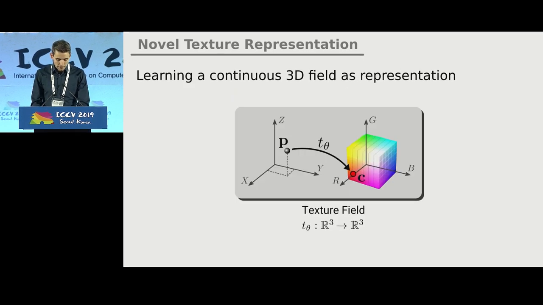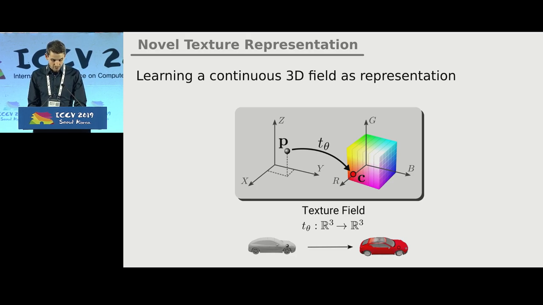Inspired by recently published continuous representations of 3D shapes, our novel texture representation is based on regressing color values in the 3D space. So we represent the texture by learning a continuous field parametrized with a neural network. This network maps any 3D location to a color value in the RGB space. By evaluating the texture field at any location on the shape, we can extract texture for the shape or for image pixels using corresponding depth and camera information.